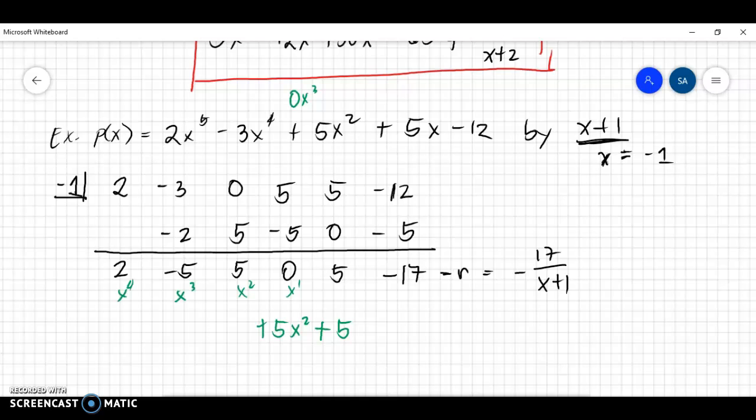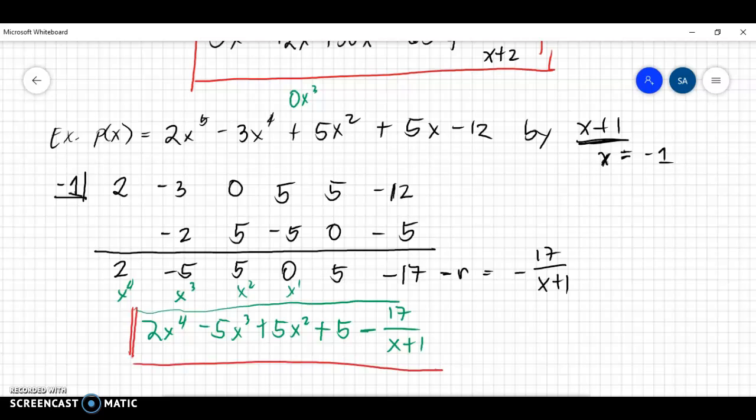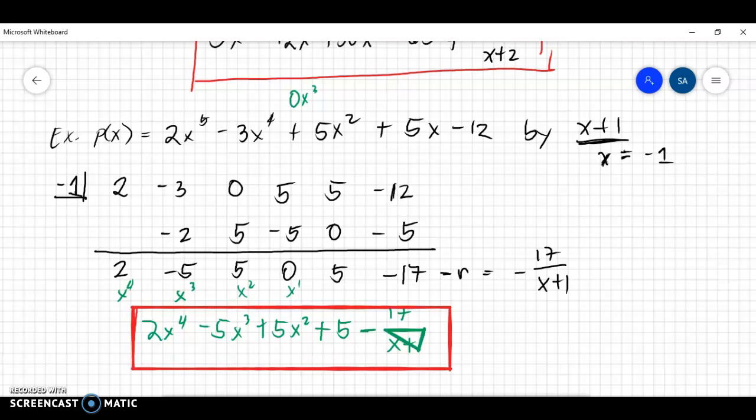So, 5x squared, you have negative 5x cubed, and positive 2x raised to 4. We have a remainder of negative 17 over x plus 1. So, you're going to add that here. So, negative 17 over x plus 1. This is now the quotient of the polynomial 2x raised to 5 minus 3x raised to 4 plus 5x squared plus 5x minus 12 divided by x plus 1. Basta x plus 1 yun.